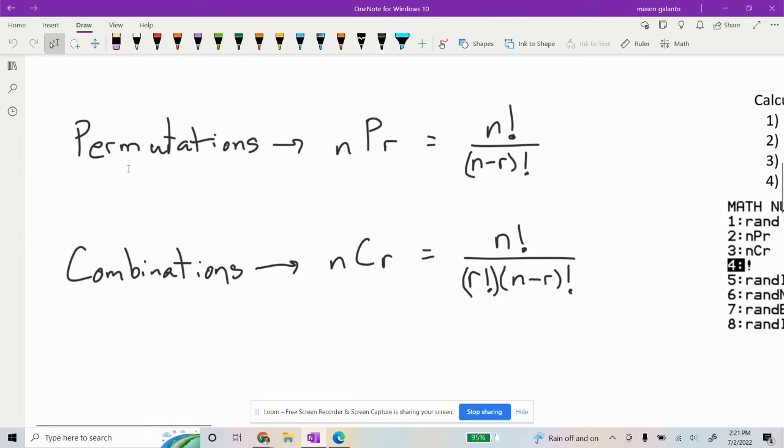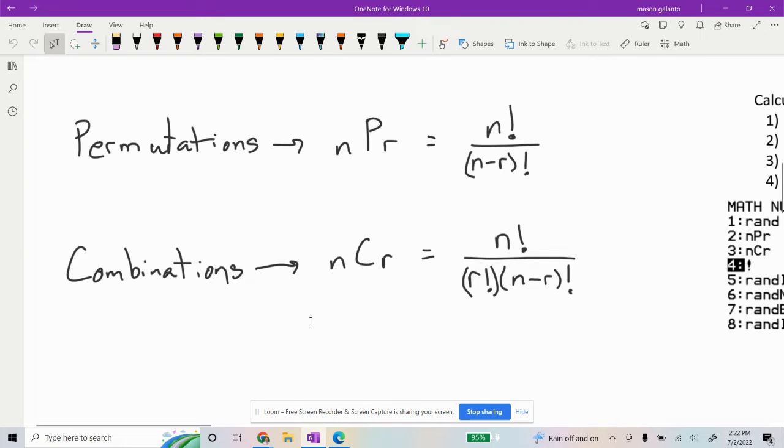One, permutations. We usually use the notation nPr, which is equal to n factorial over n minus r factorial, where n is the total set, and r is how many elements that we want to take from that set. In general, we will use this formula over and over and over again. I'll give you an example here in a second.